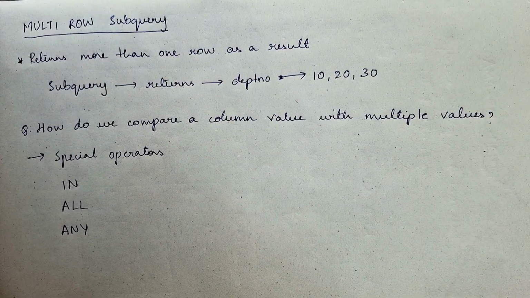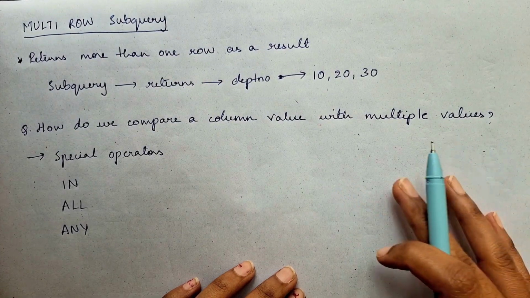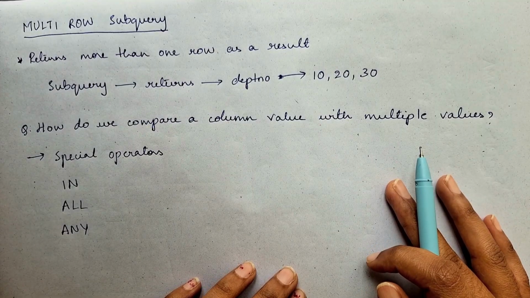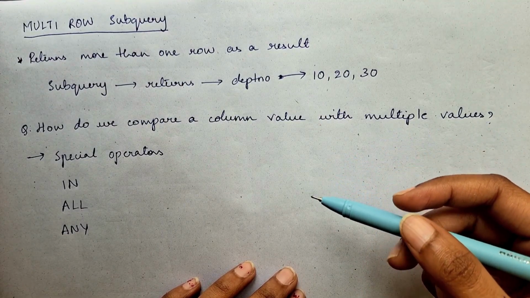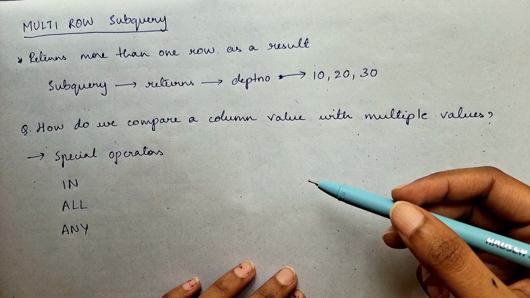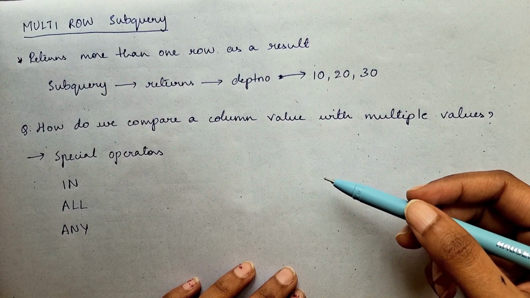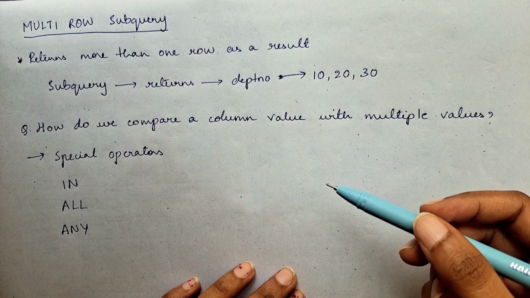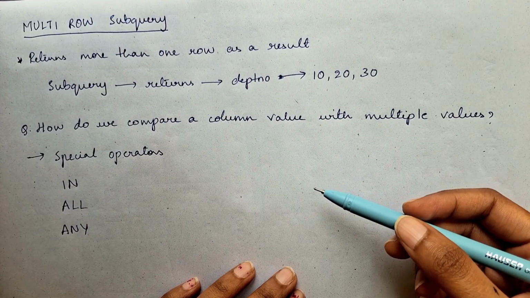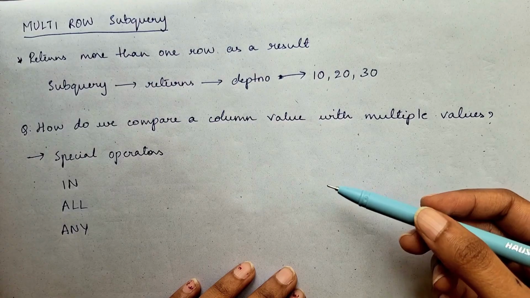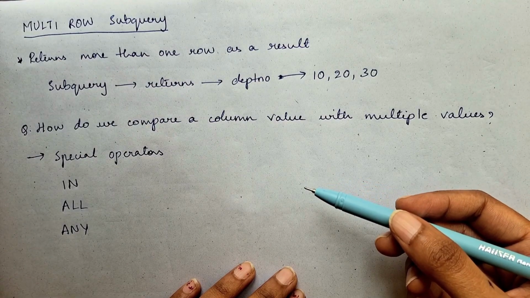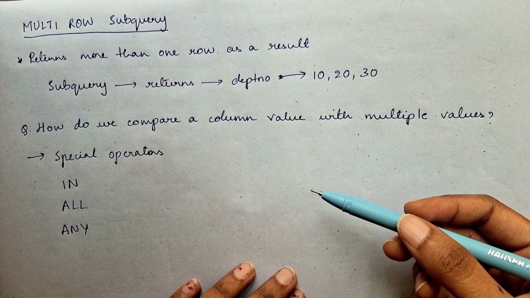Before we move into today's topic, let's quickly recap what we learned in the previous video. A subquery is simply a query written inside another query. It is also called an inner query. The important thing to remember is that the subquery executes first and the result of that query is then used by the outer query. And we also learned single row subqueries.